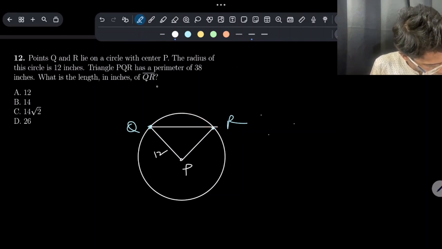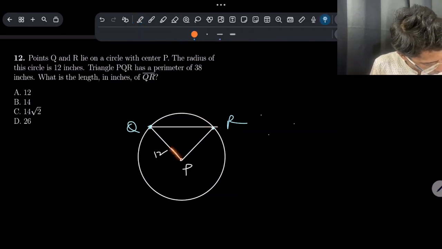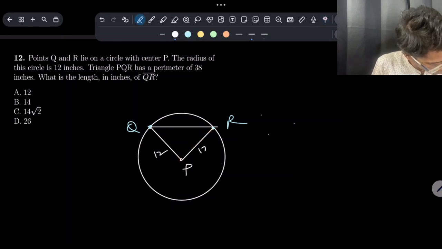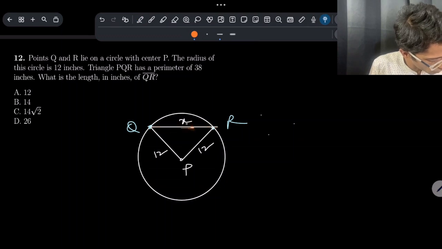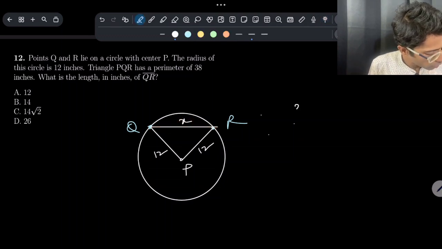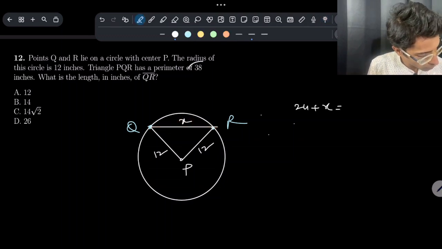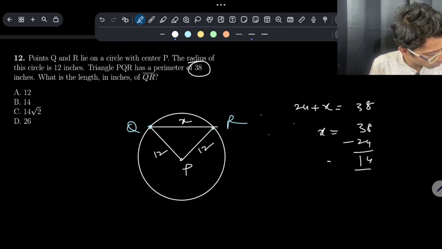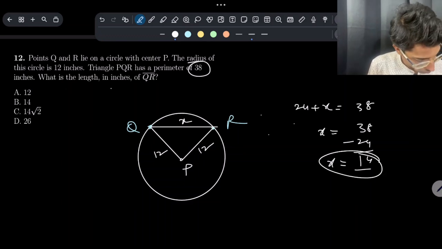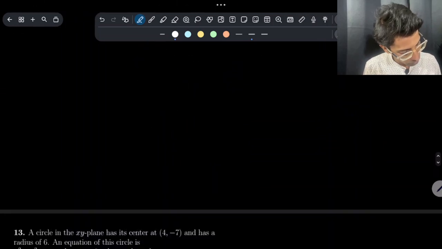So if this is 12, please look here, if this is 12, then this should also be 12. So let me write down that for you. So let me consider this length, QR length, to be x. So then 24 plus x should be equal to 38, the perimeter. So x should be 38 minus 24, which is 14. Yes. What is the length QR in inches? Yeah, QR is 14. Let's speed run to the next problem.